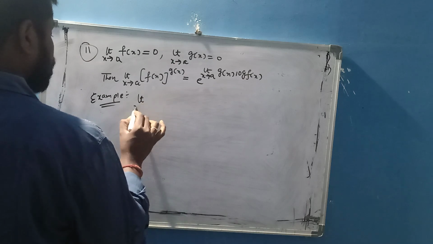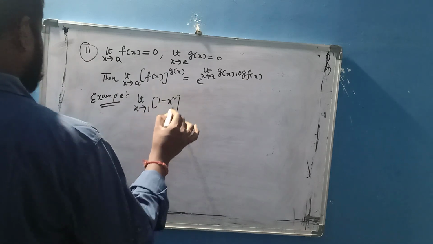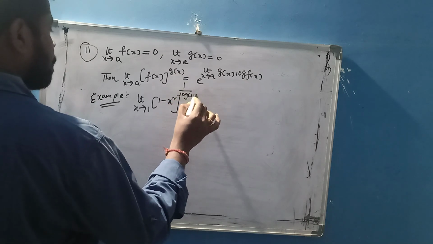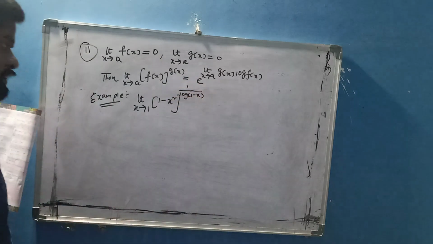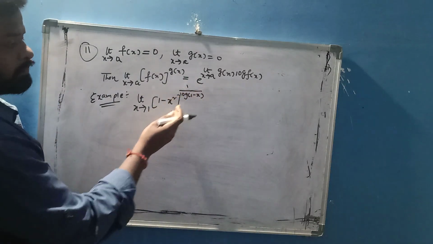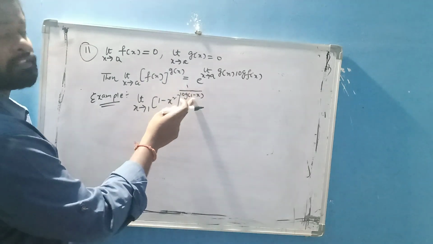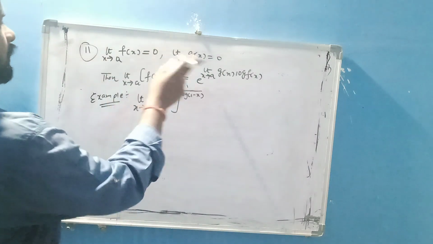Limit x tends to 1, 1 minus x square whole power 1 by log 1 minus x. Is the f of x whole power g of x form there or not? First you check. This is right. This is f of x. This is g of x. f of x whole power g of x form. First you check these two conditions.